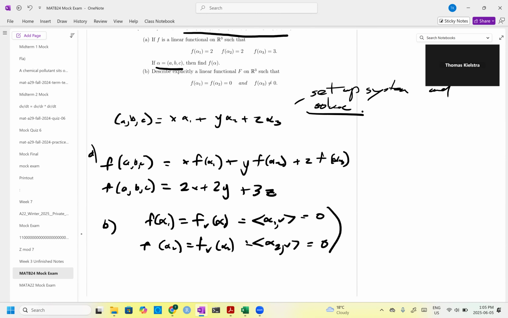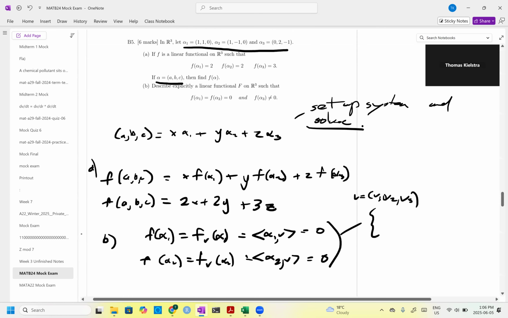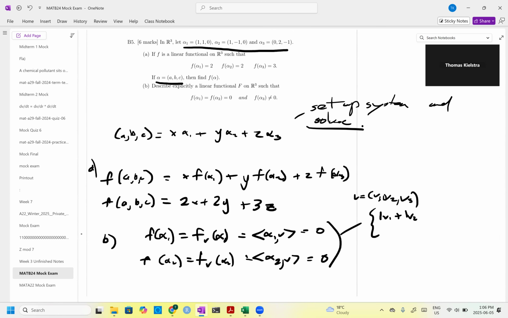And this here gives us a linear system. So we get the linear system, V equals V1, V2, V3. Given alpha 1 is the vector 1, 1, 0, it's going to be 1 v1 plus 1 v2 plus 0 v3 equals 0. And 1 v1 plus negative 1 v2 plus 0 v3 equals 0. This vector is a solution. That's how I show that my first two are 0.